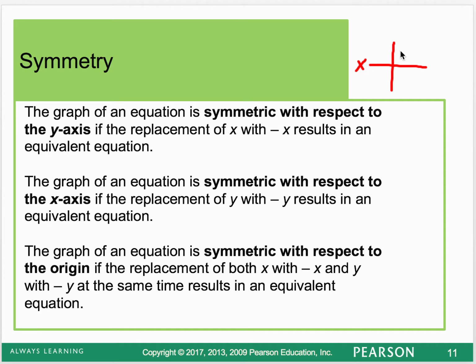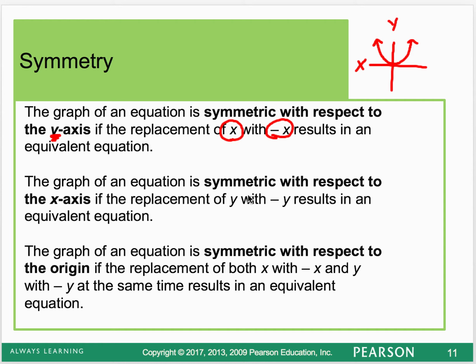So symmetric with respect, we're doing y-axis first. So symmetric with respect to the y-axis if you replace x with negative x. So that would be like our absolute value and our parabolas, right? If you fold it over on the y-axis, they look exactly the same. All you do is replace x with negative x, and if you get the same thing, it's symmetric with respect to the y-axis.